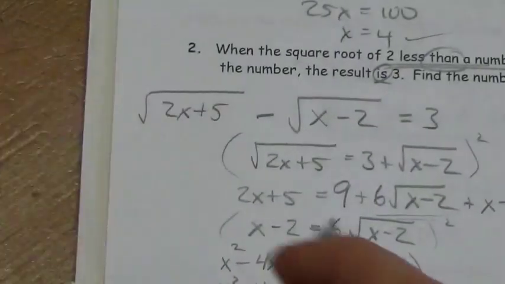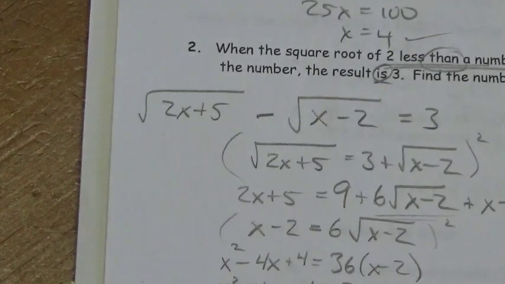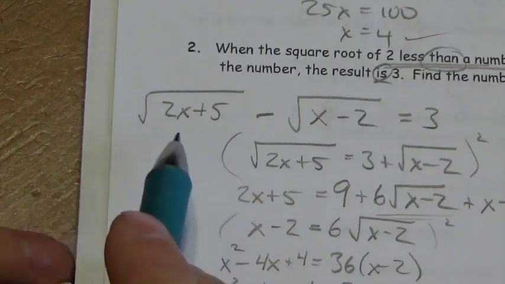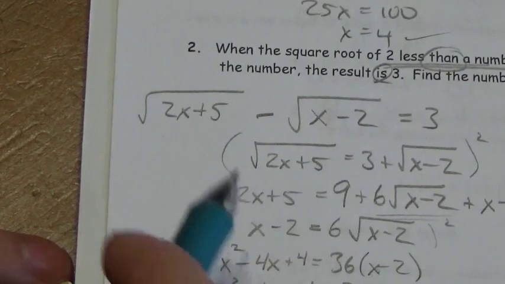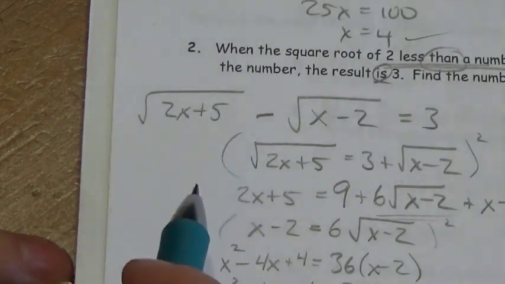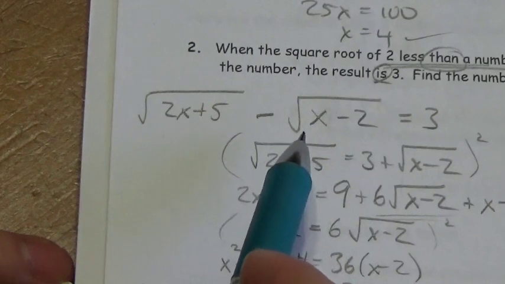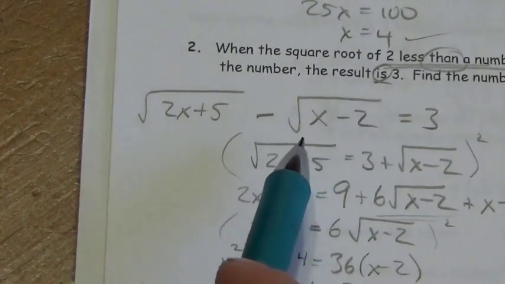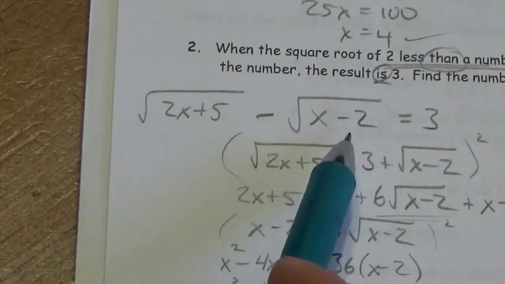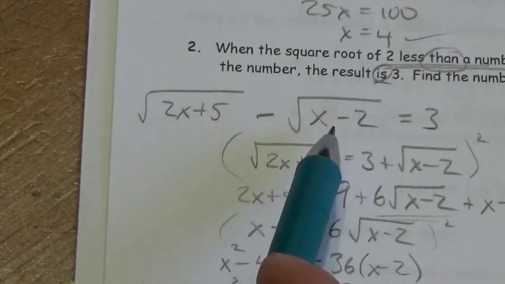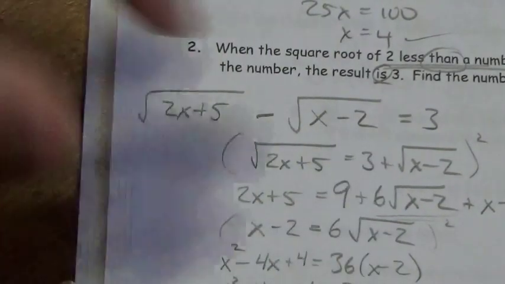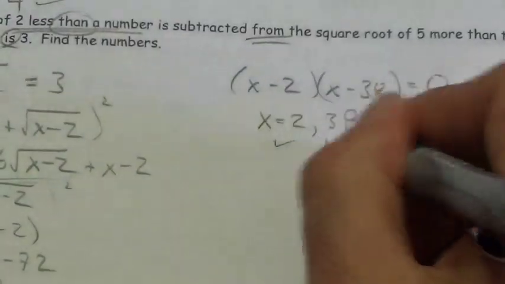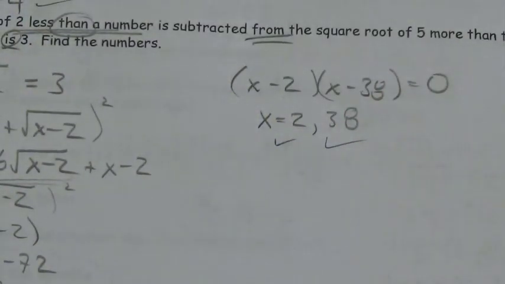Now let's try 38. 2 times 38 is, what do we got, 76? 76 plus 5 is 81. Okay, the square root of 81 is going to be 9. Now, 38 minus 2 is 36. The square root of 36 is 6. 9 minus 6 is 3. They both work. So both of those answers satisfy the equation. We got 2 answers from this one.